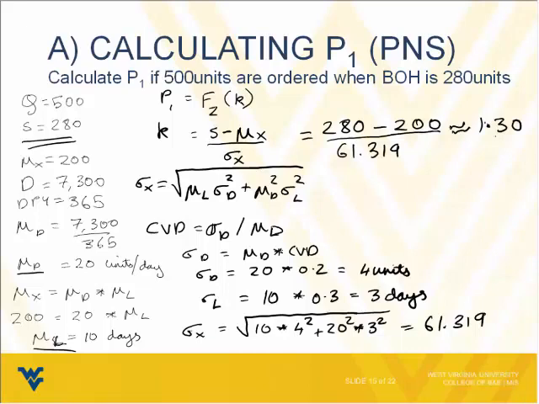This is approximately 1.3. So here you can go down and you can see 1.3, which gives you 0.903. Which means that your PNS is 90.3% using this current order policy. So 90.3% of the time, you're not going to stock out.